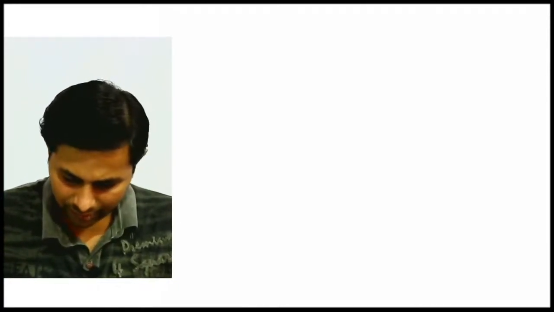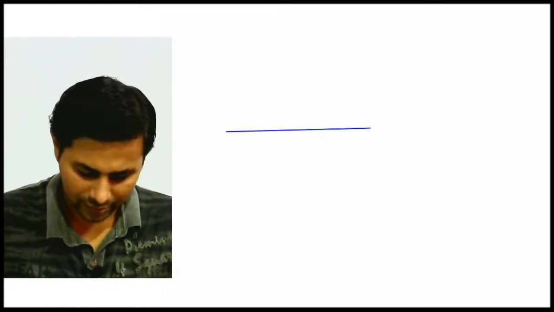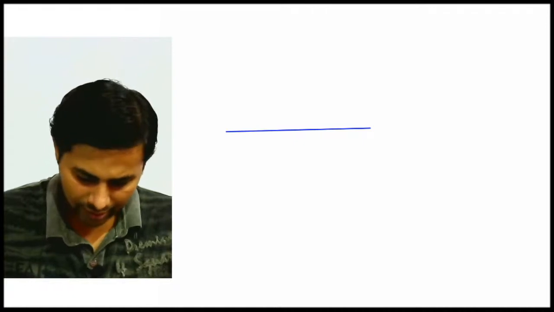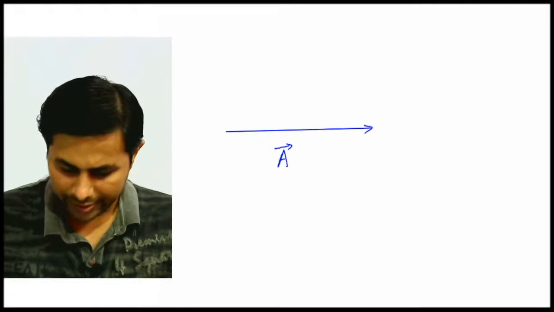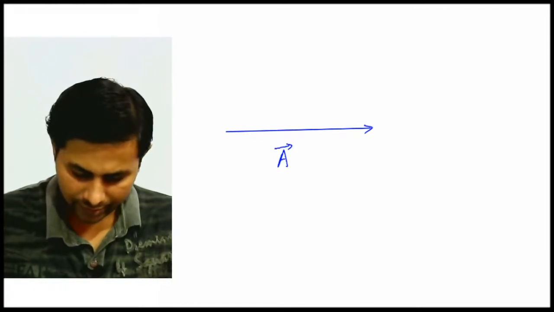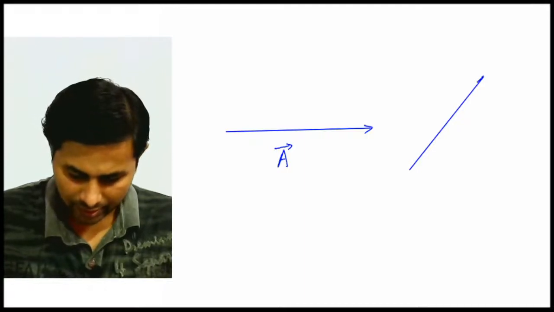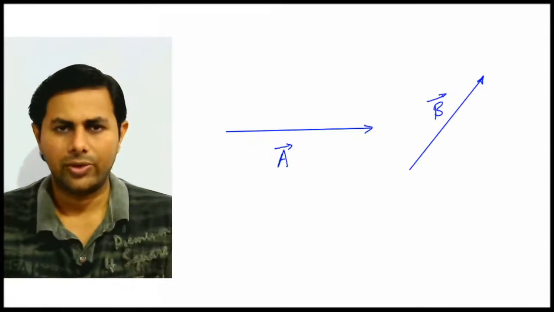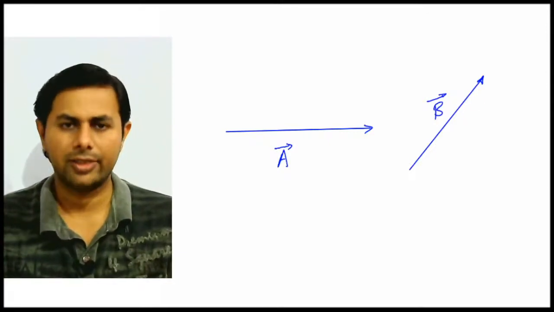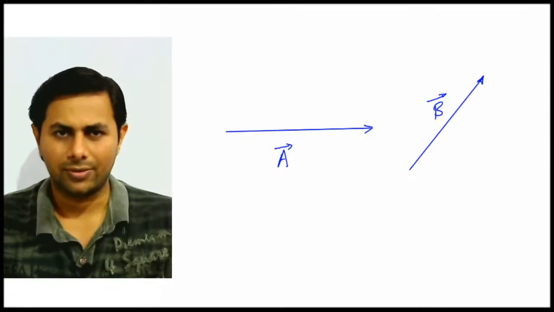So suppose I have a vector like this. This is my a bar, and I have another vector, let's say this is b bar. So what I want to do is I want to subtract this b bar from a bar. Okay, so what should I do?